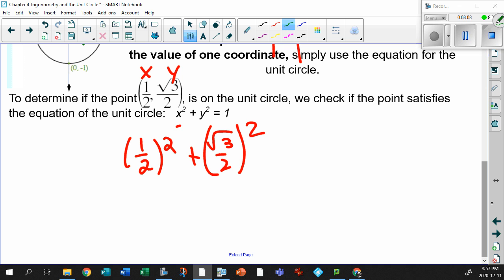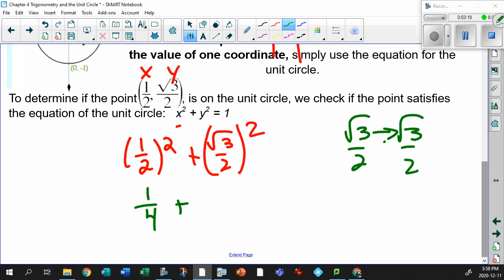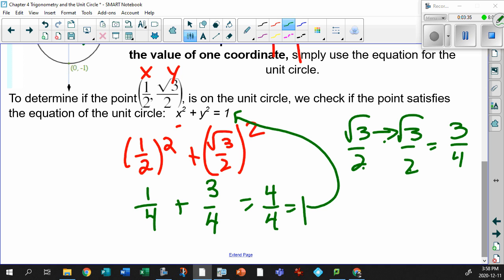Oh my goodness. Well, 1/2 squared is a quarter, right? Plus, okay, root 3 over 2 squared. Root 3 over 2 squared is multiplied by root 3 over 2. Root 3 times root 3 is root 9, which is just plain old 3. 2 times 2 is 4. So that works out to be 3/4. Check this out. 1/4 plus 3/4 is 4/4, which equals 1. It works. This, in fact, is a point on the unit circle.